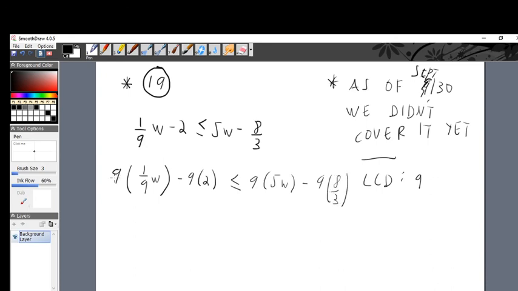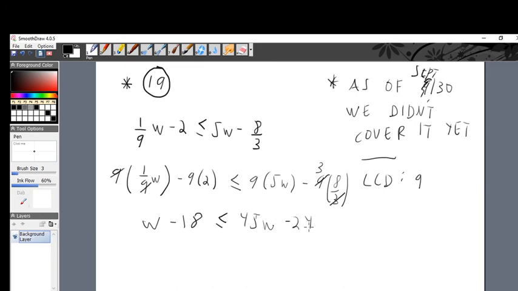Okay, what does this do? 9 and 9 cancel each other out. What do we have? We have a W. This becomes minus 18. This becomes less than or equal. This is going to be 9 times 5W, which is 45W. And this 3 goes into 3 once, into this 3 times. Minus 3 times 8 is minus 24.